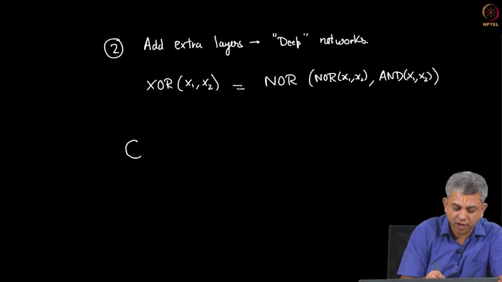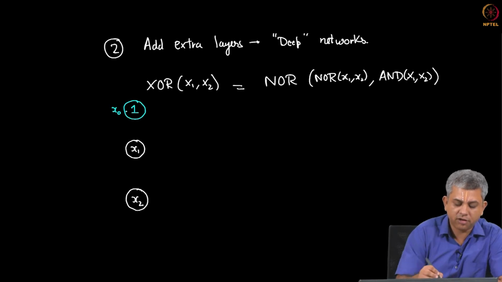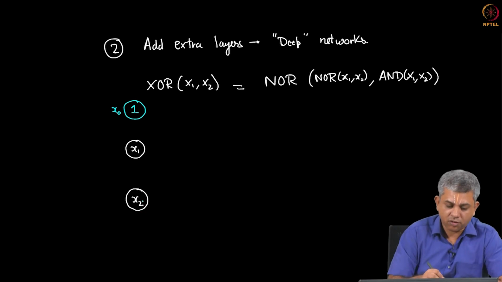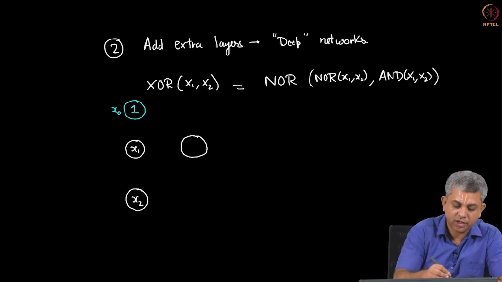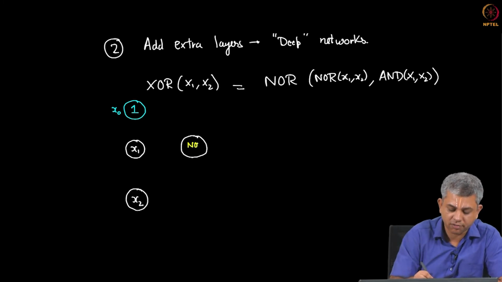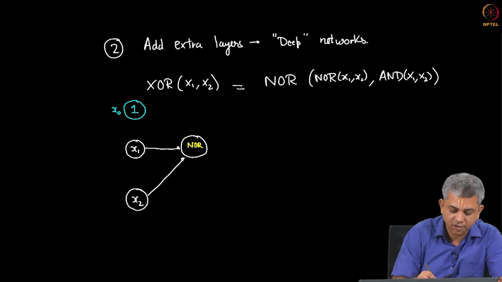So, suppose I have x 1 and x 2. As usual, I add a bias unit, which is simply 1, we can call it x naught if we wish. So, this network here or this expression here now has NOR of x 1 and x 2 first. So, let us say I have a NOR here. Now, this is a combination of these 3.